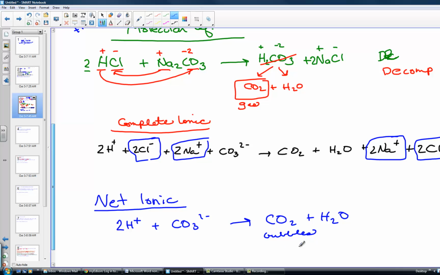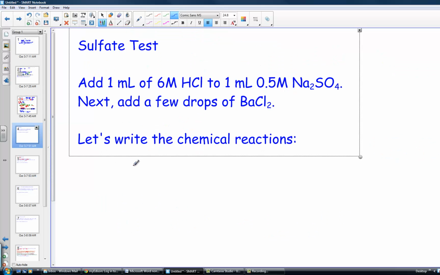So friends, if indeed your sample of unknown contains the carbonate ion, the evidence you're looking for is the bubbling of CO2. We've written a molecular, a complete, and a net ionic equation for the test of carbonate. Let's take a peek at the next, the sulfate. Sulfate is a polyatomic ion from our chart carrying a -2 charge.